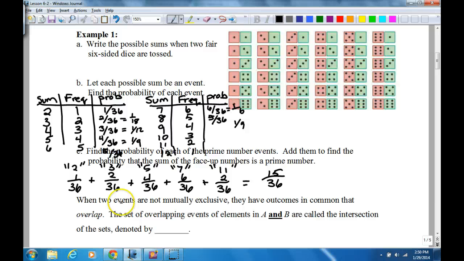All right. When two events are not mutually exclusive, they have outcomes in common that are in the overlap, okay? The set of overlapping events of elements A and B are called the intersection of the sets, denoted as A intersect, it's an upside down U, B.